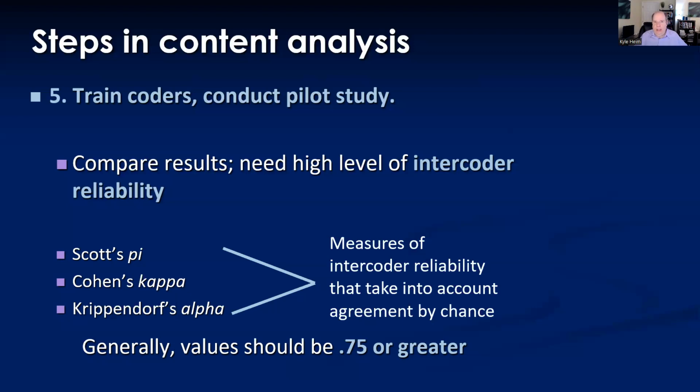Well, let's say you have 2 categories, positive and negative. Even if you and the other coder just went down and guessed for each ad, you would probably agree 50% of the time, right? Because there are only 2 categories. It's kind of like if you take a true-false exam, you're probably going to get a score of at least 50 just by chance. So what you need to do to calculate intercoder reliability is use a statistical test that will filter out or will take into account the possibility of agreement by chance. And Scott's pi, Cohen's kappa, and Krippendorff's alpha are 3 statistics that will do that.